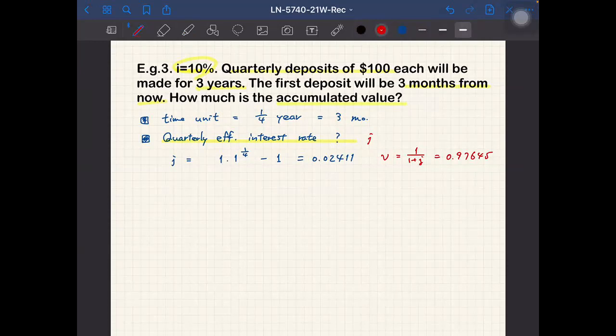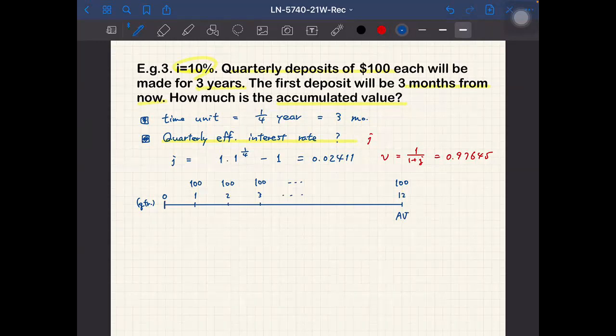Okay, so we use the time diagram. We have 3 years, which means 12 quarters. So on the quarter axis, 0, 1, 2, 3, up to 12. And we have the deposit of $100 each: 100 at time 1, 100 at time 2, 100 at time 3, and up to 100 at time 12. And we want to calculate the accumulated value. So the accumulated value is here, and we have to calculate this.